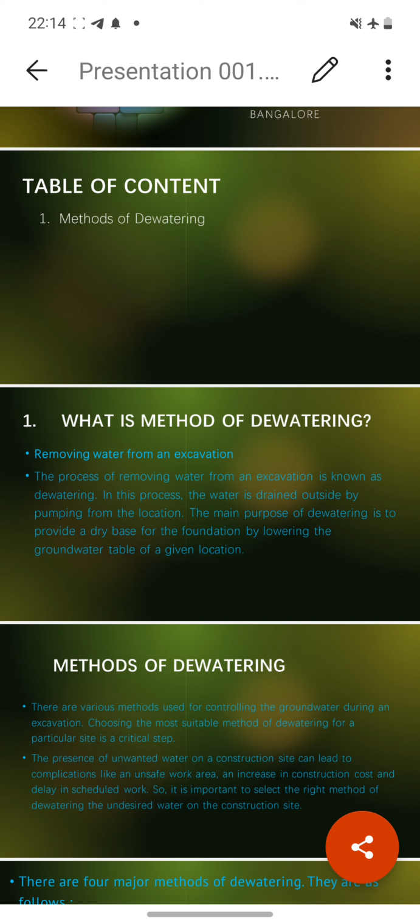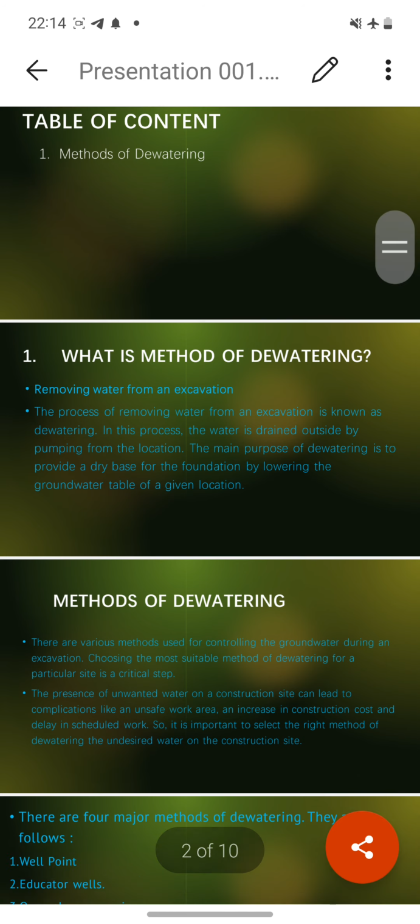The main purpose of dewatering is to provide a dry base for the foundations by lowering the groundwater table of a given location. And next topic, the methods of dewatering.